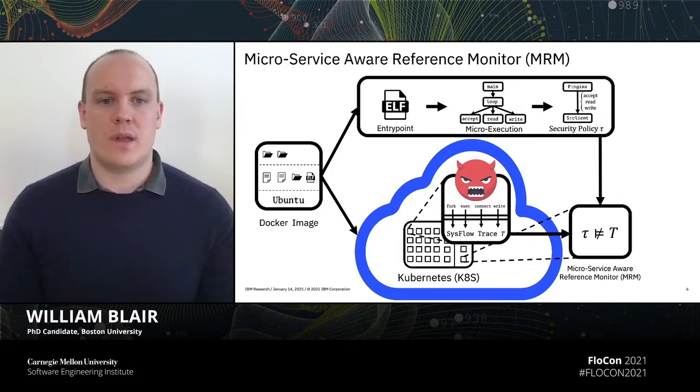Now, once the Microservice-Aware Reference Monitor, or MRM, is co-located with the protected program, it now has a policy and a trace, and it wants to see whether or not the trace inhabits the given policy. Or put another way, as an exploit occurs, we want to observe that that trace deviates from the policy that we inferred in our first stage and raise an alert to an analyst, or possibly take more drastic measures and terminate the exploited container in response.